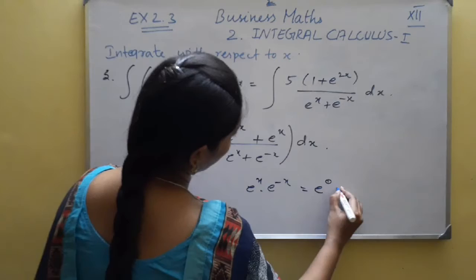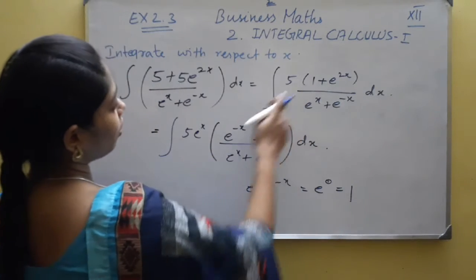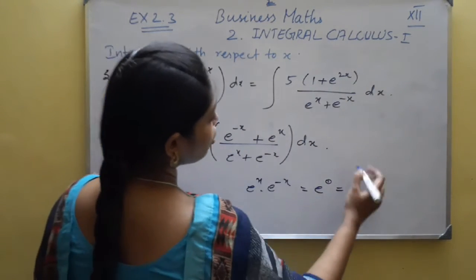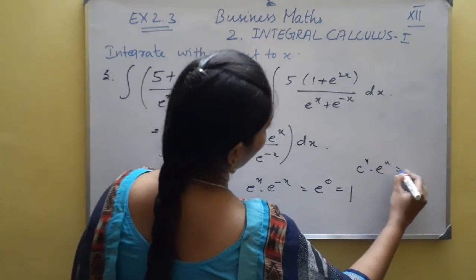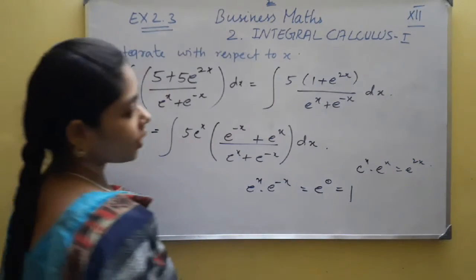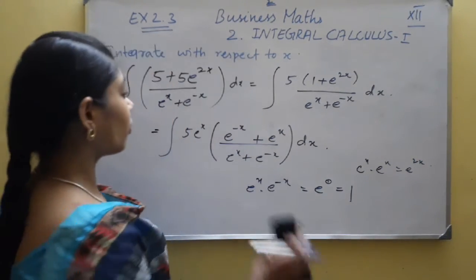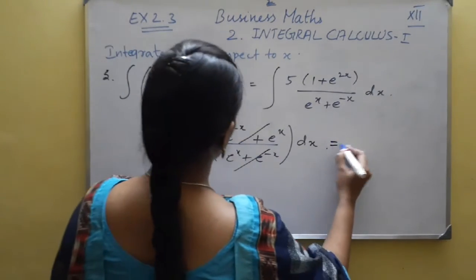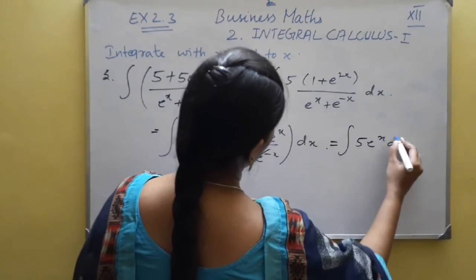Bases of same powers can be added, e power 0 gives me 1. If you multiply e power x into e power x, I will get e power 2x. The denominator gets cancelled here, so this is 5 e power x into dx.